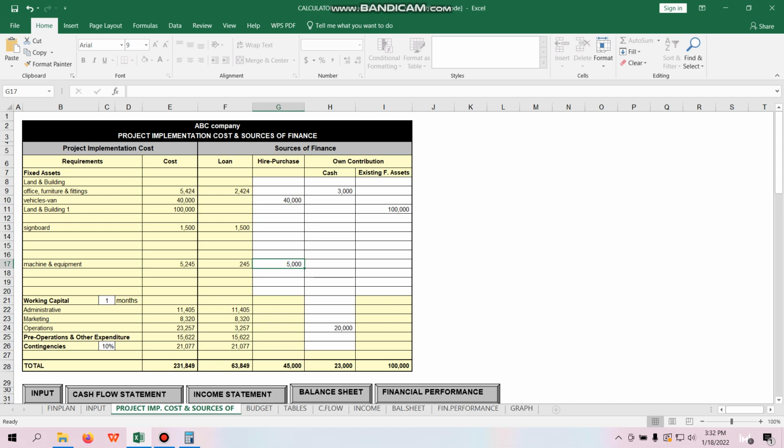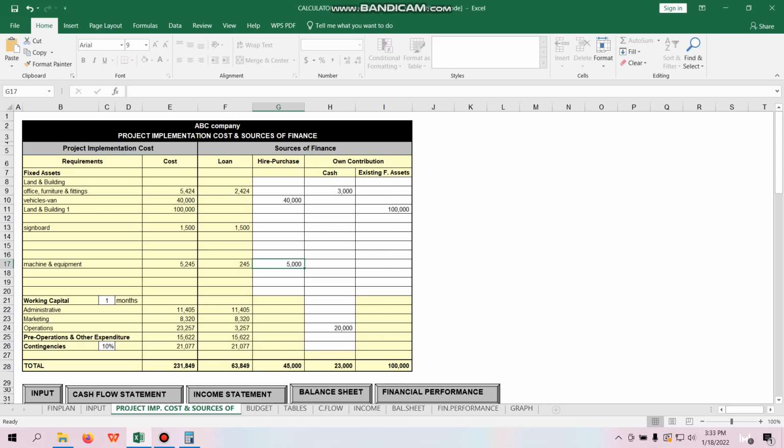Some companies prefer to use more loan, some companies use their own contributions. Okay, but I think that this one is quite balanced. Why is that quite balanced? Because you see that the loan here is 63,000, so meaning that you can minimize the cost of paying the bank in terms of interest rate, or any kind of purchase. So always we want to maximize this value.